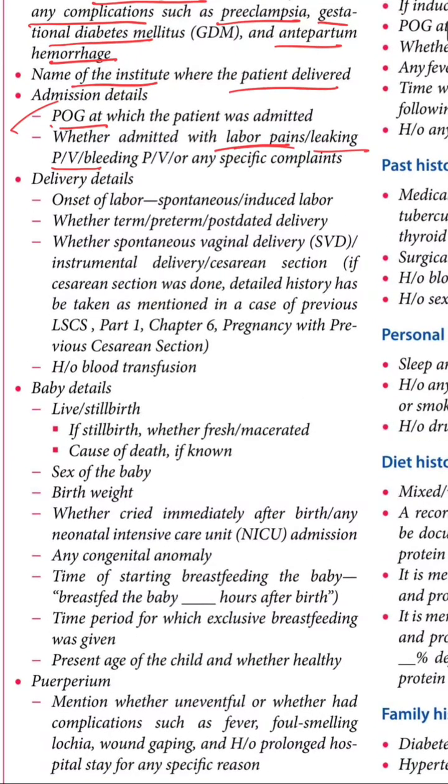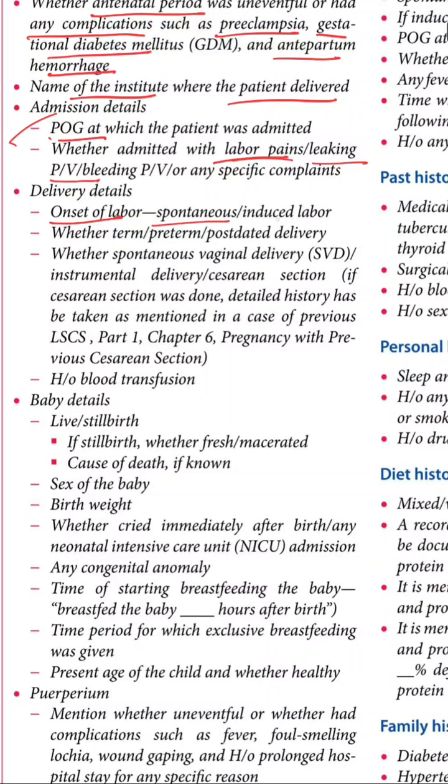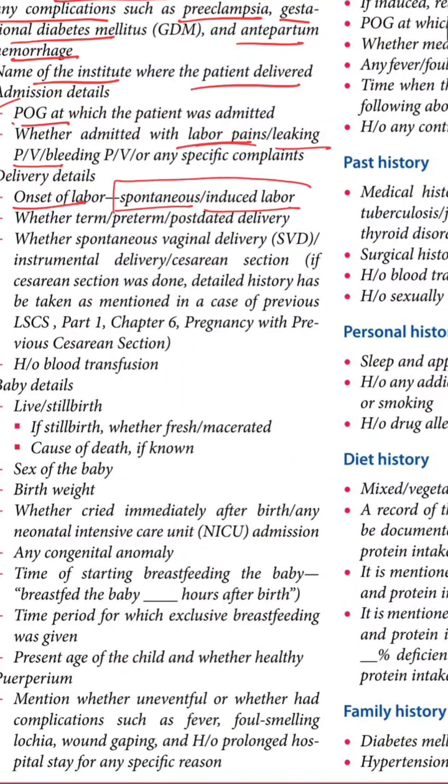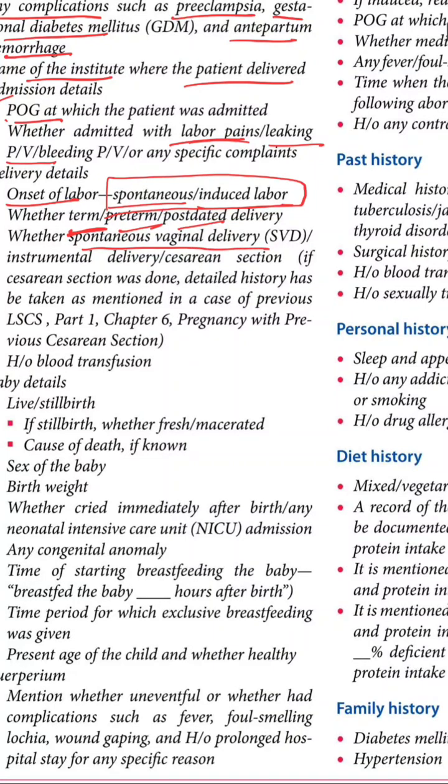So onset of labor, whether the labor was spontaneous or induced labor, is very important. This you need to ask. Whether it was a term, preterm or postterm delivery. So whether spontaneous vaginal delivery or instrumental delivery or cesarean section. So if cesarean section was done, detailed history to be taken as mentioned in a case of previous lower segment C-section. Okay, and last, history of blood transfusion.